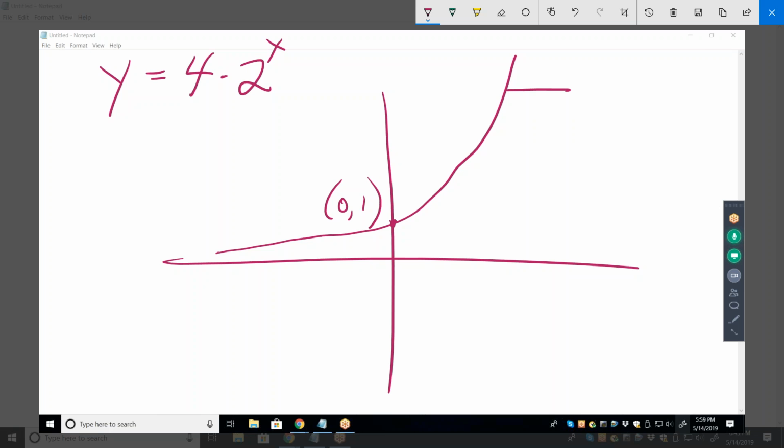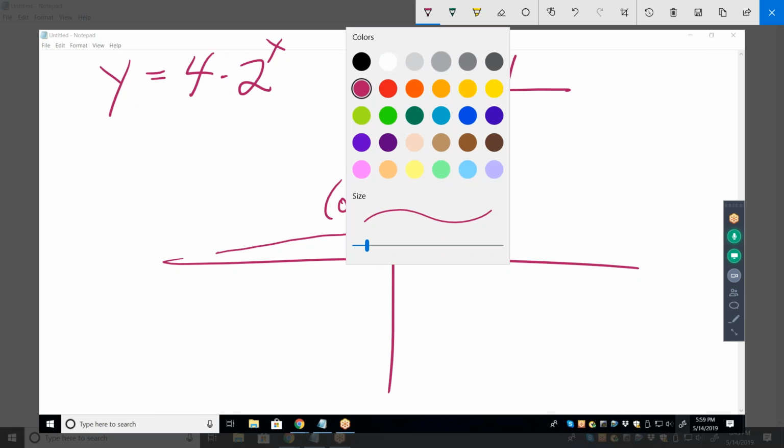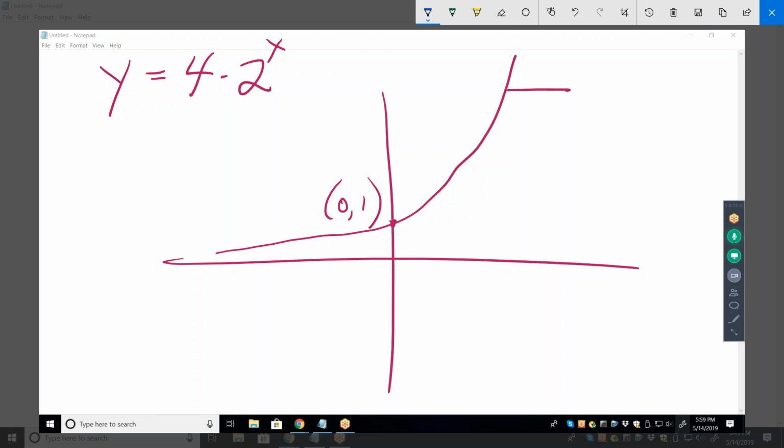I don't know what the base is based on the shape, because the shape is always the same as long as this 2 is a number greater than 1. If that number is between 0 and 1, then the thing looks more like that. You with me? Yeah. Okay.